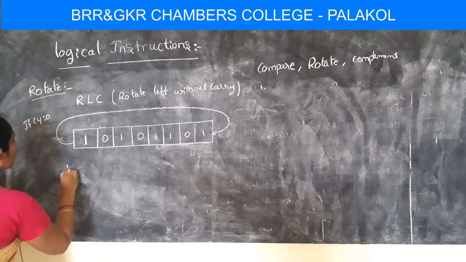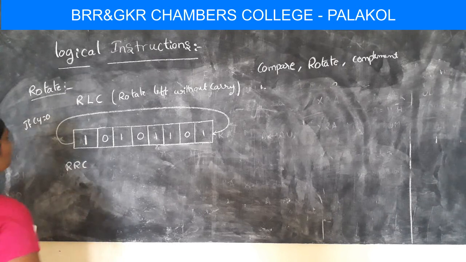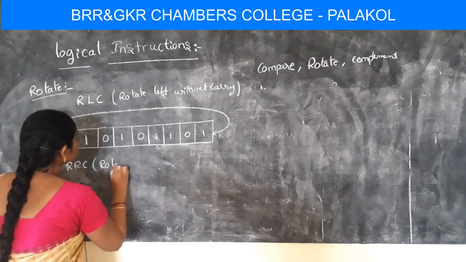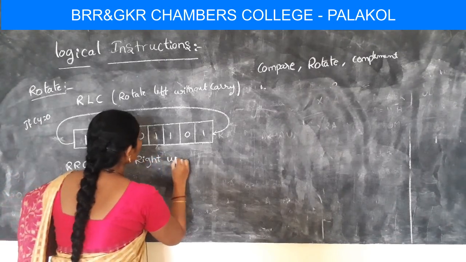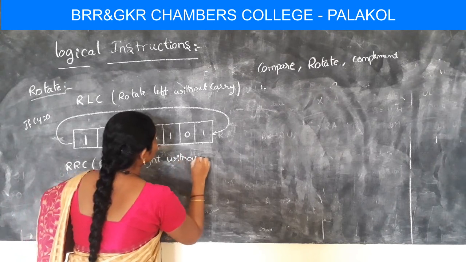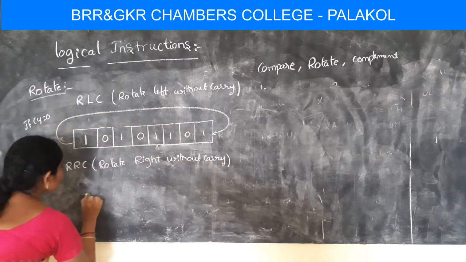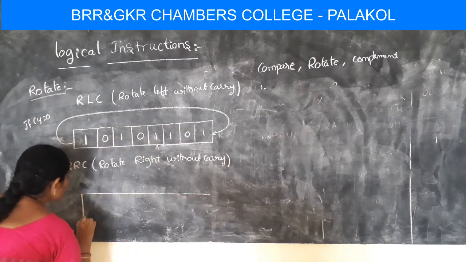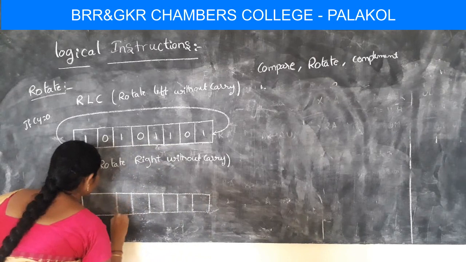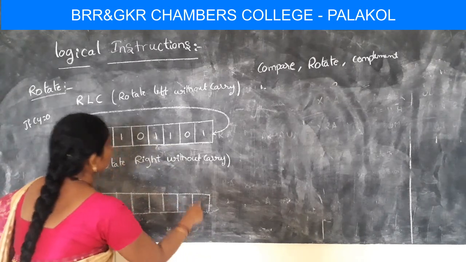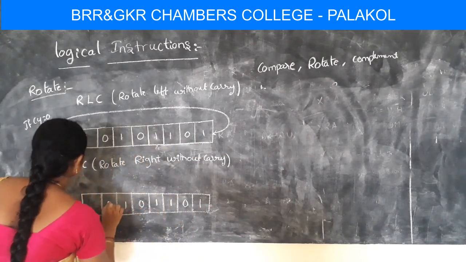And next, coming to RRC, that is rotate right without carry. Now I will take the same example, but it will rotate to the right side. The data is 1 0 1 1 0 1 0 1.